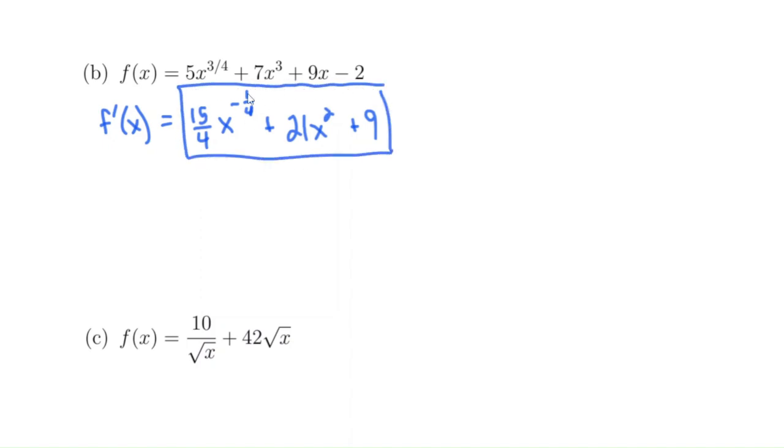Now, again, you could rewrite x to the negative 1/4 as really 1 over x to the positive 1/4, which is really 1 over the 4th root of x. Okay, but let's continue on.